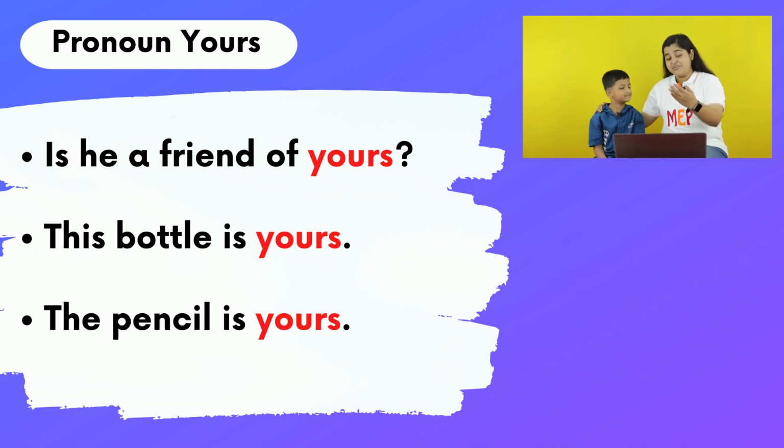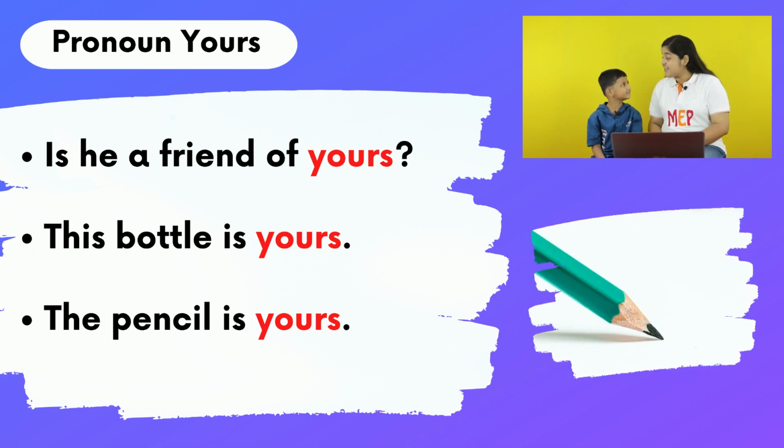So Rudy, read the third example. The pencil is yours. Correct. So in this sentence, the pronoun yours tells us that the pencil belongs to the second person. Absolutely correct. And pronoun yours is a possessive pronoun, which means it comes at the end of the sentence and it is not followed by a noun.